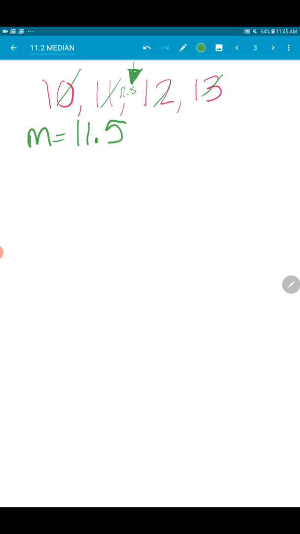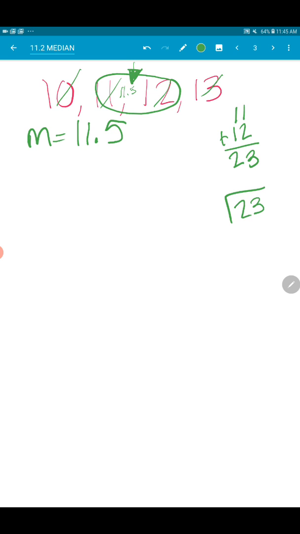If you did not know this, what you would have to do is find the mean of these two numbers, because they're both in the middle. Remember, mean is the average. So remember, to find the average, you would add the numbers up. So 11 plus 12, only the two middle numbers. 2 plus 1 is 3, 1 plus 1 is 2, so it's 23. Then you would divide by the number of numbers. I added two numbers up, so 23 divided by 2.